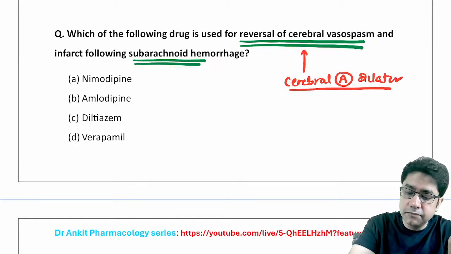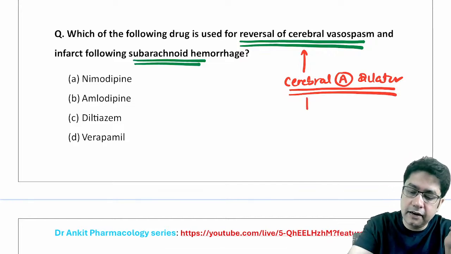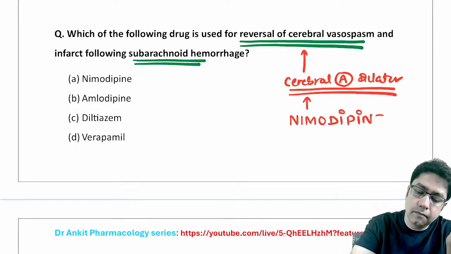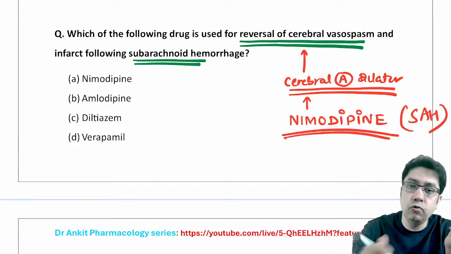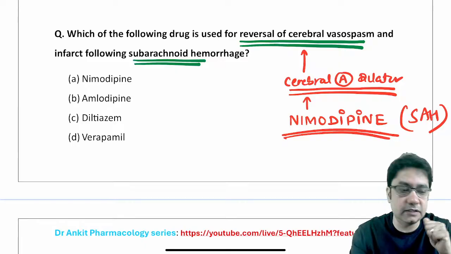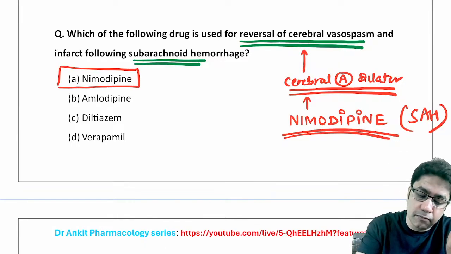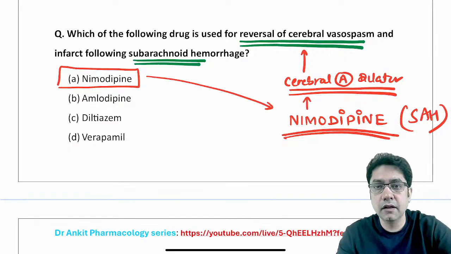So which calcium channel blocker is cerebroselective, which causes cerebral artery dilation? The only drug which is approved for this condition is nimodipine. So that is why nimodipine is given in subarachnoid hemorrhage to treat this cerebral vasospasm. So the drug of choice in subarachnoid hemorrhage is nimodipine. Okay, nimodipine. Remember this part.